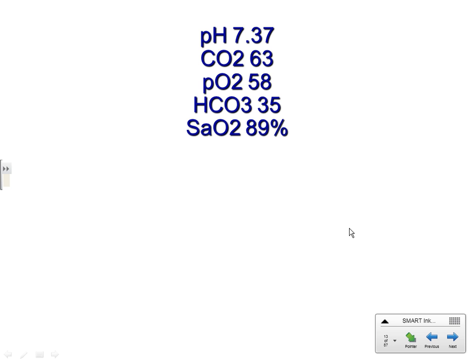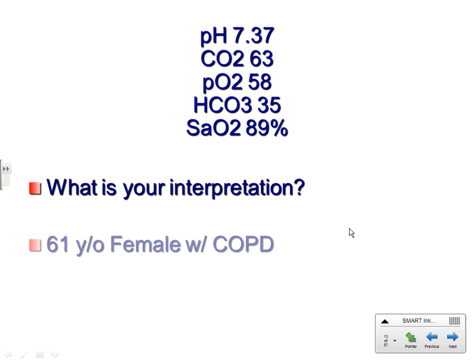Compensated because the pH is within the normal range, but by looking at that CO2, you would expect them to be in acidosis, respiratory acidosis, so you're saying it's compensated respiratory acidosis. And that's why the bicarb is so high. The bicarb is high to compensate for that respiratory acidosis. But the only thing you really need to know is your pH and your CO2. So compensated respiratory acidosis. This patient is a 61-year-old female with COPD. What are we going to do for her?